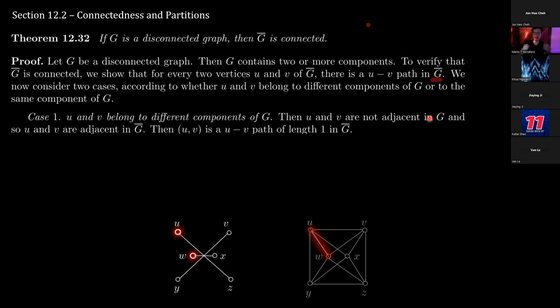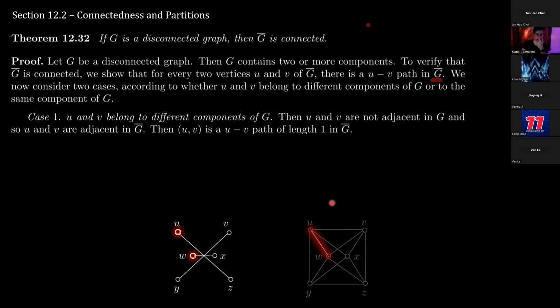Since they're in different components, they cannot be adjacent. They cannot share an edge. Otherwise, the components would be connected. And so U and V are adjacent in G complement. If they're not adjacent in G, then they must be adjacent in G complement, because G complement just grabs everything that is not adjacent in G and makes it adjacent. So then there's clearly a UV path of length exactly 1 in G bar.